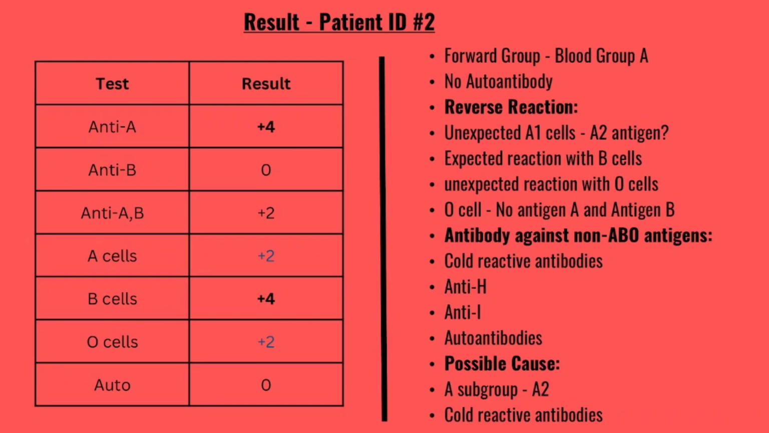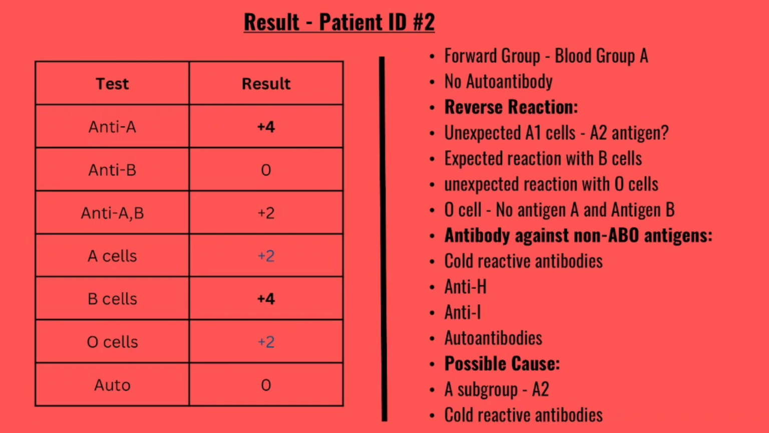But another cause could be a cold reactive antibody, as I just mentioned, maybe anti-H or anti-I, as the case may be. That could be the antibody interfering with this. So in my conclusion, I would say that this patient is blood group A. Okay, this patient is blood group A. Why?